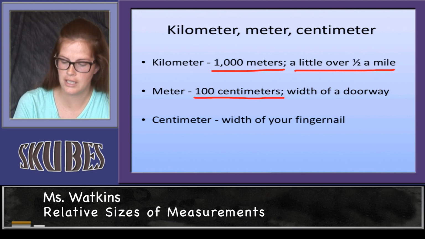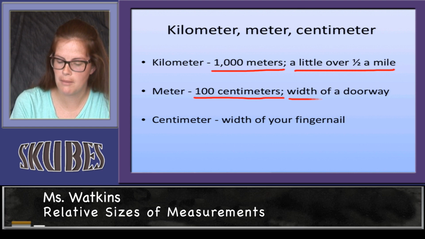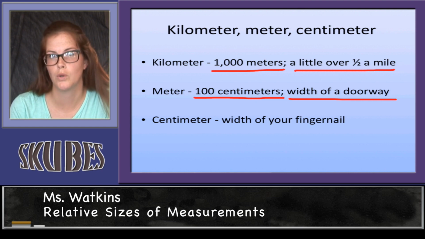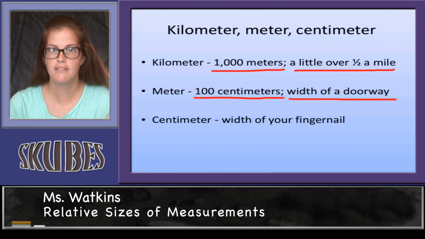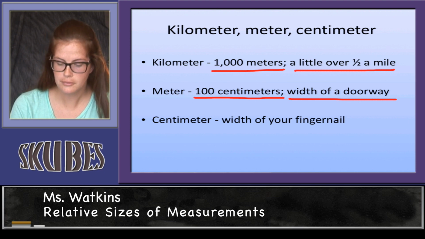With a meter, we need to know that there are 100 centimeters in a meter. And you can just try and remember that a meter is about the width of a doorway. That should be easy. You have a doorway in every classroom, so just look up at the door, and the width of the doorway is almost equivalent to a meter.